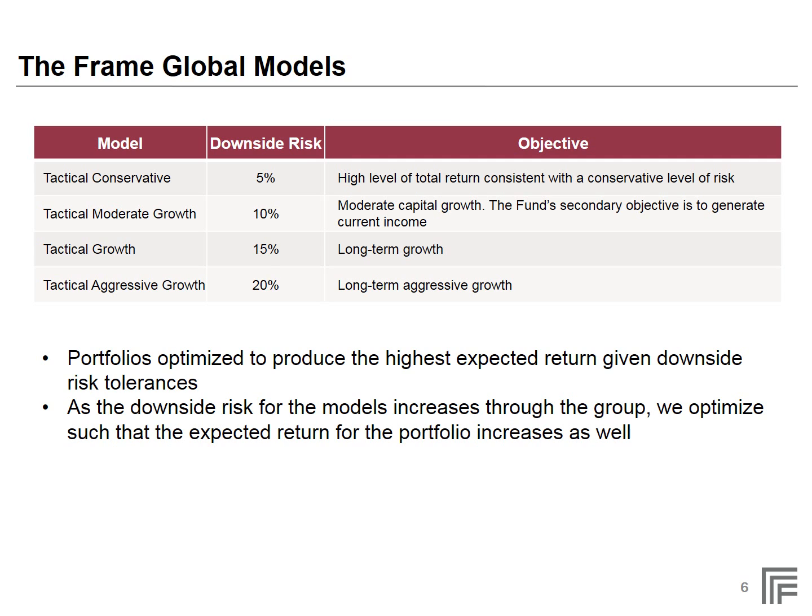The expected return for each model follows the same logical pattern. As the downside risk for the models increases through the group, we optimize such that the expected return for the portfolio increases as well. Thus, with a greater chance of a loss comes the expectation for a greater return. The investor can decide which of the 4 levels of risk-return profile best meets their goals. Both pieces are of utmost importance in portfolio construction. We strive to avoid losing money for our clients, while at the same time selecting the best asset classes to be in order to provide for highest expected return.